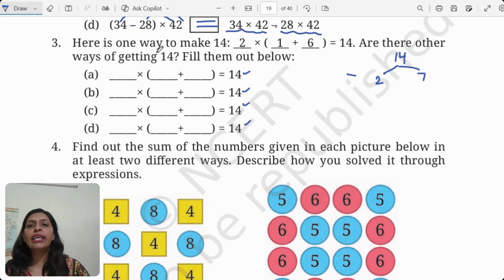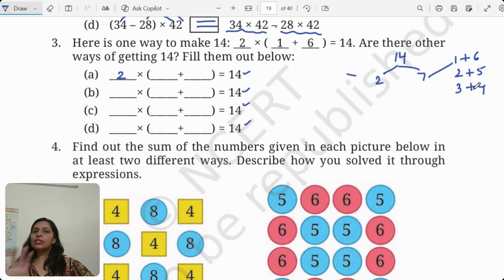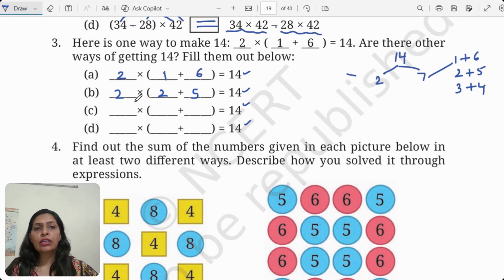So what I can do is keep fixing this 2 every time. And this 7 can be formed as 1 plus 6, or it can be 2 plus 5. Good. Then it could be 3 plus 4. Can you do some more? No? Okay, so this is it. So at least let's fill up these parts. So it is 1 plus 6, or you can write 2 plus 5, then 3 plus 4.